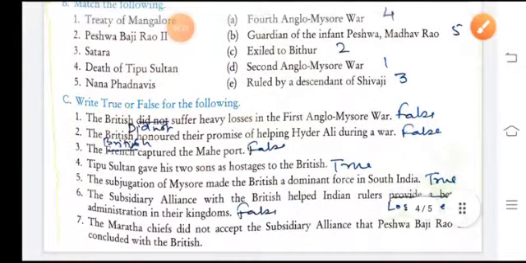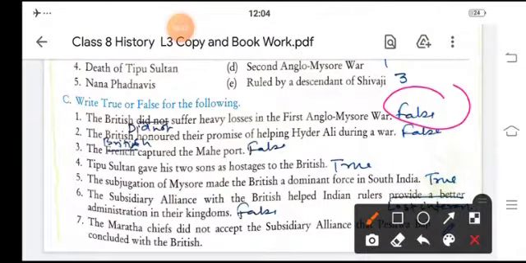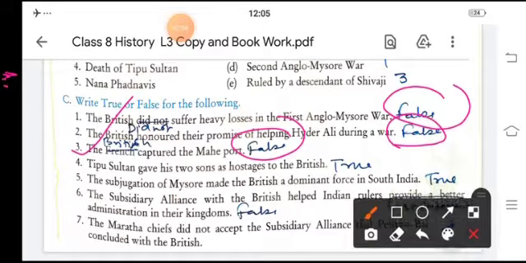True or false? The British did not suffer heavy loss in the First Anglo-Mysore War. It is false. The British suffered heavy loss. Then second, the British honored their promise of helping Hyder Ali during the war. False. They dishonored it. The French captured the Mahe port. No, it is false. It was the British who captured the Mahe port.